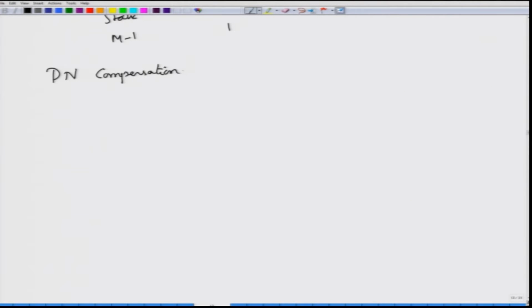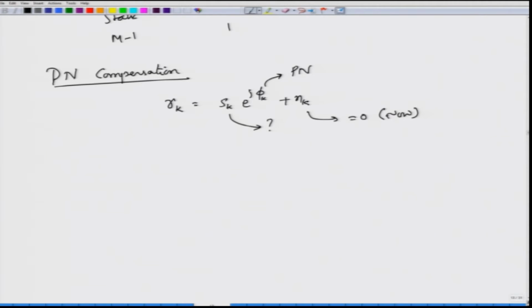Again, I will go through the basic ideas of phase noise compensation or phase noise estimation. Much more algorithmic detail can be found in the recent literature. The basic idea here is that you start with Rk, where Rk is given by Sk e power j phi k plus Nk. If there was no noise, then things would be very simple, because for this phi k we are going to assume that there is only phase noise. Sk unfortunately is not known to me, but let us assume that noise Nk is equal to 0 for now. For now we will assume that there is no noise.